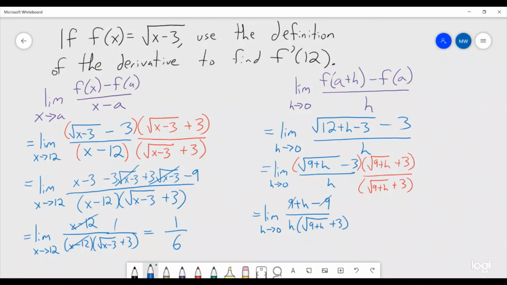Those 9s will cancel, then we're left with h over h. So then those will cancel, and we're left with a 1 on the top. And this will then give us, when we plug in h equals 0, 1 divided by 6 as well. So both of these are going to give us the same answer, and both of these are valid ways to find f prime at 12.